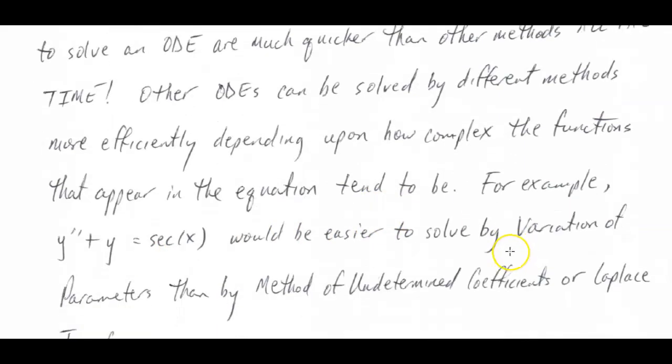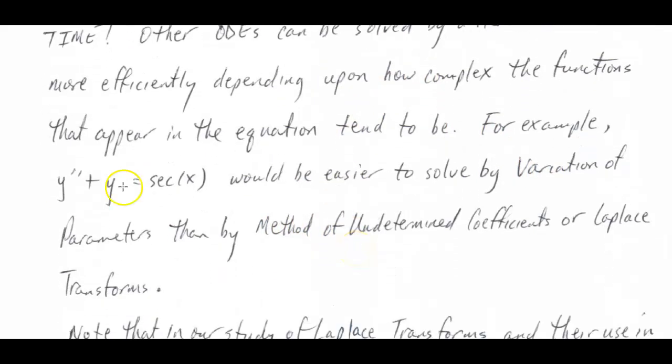So for example, if we took this second order non-homogeneous differential equation here, we know that we could solve it by variation of parameters. However, if we tried to solve this by, let's say, the method of undetermined coefficients, it would be almost impossible, because the method of undetermined coefficients doesn't even work for this type of function here.